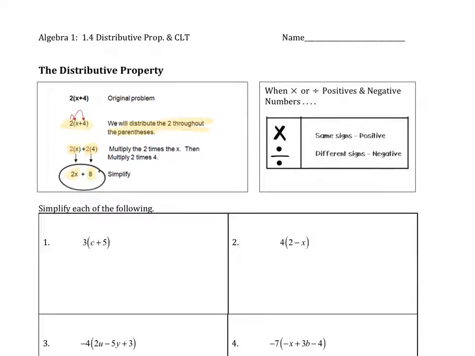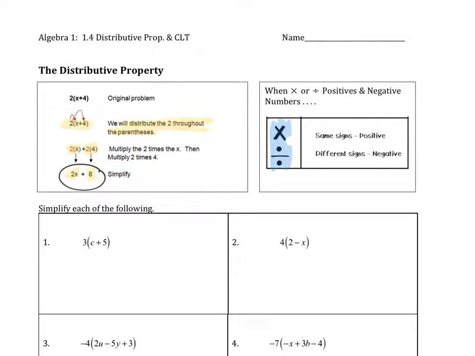Another important thing to remember when you're doing the distributive property is your integer rules when it comes to multiplying and dividing. So when you are multiplying or dividing with integers, remember if they have the same sign, then your answer is positive. If they have different signs, then your answer is negative. Okay? So remember that when you're dealing with the integers, okay? The ones that have negative and positive signs.